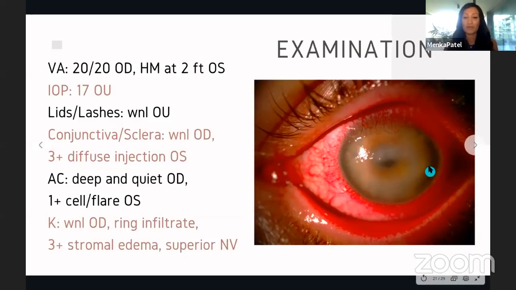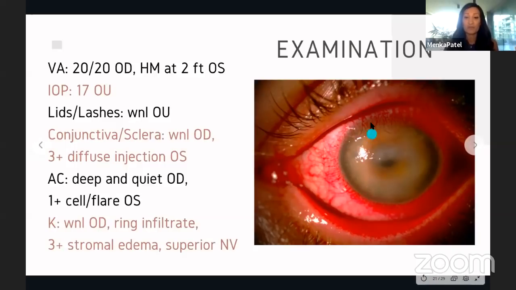But in this patient, you can see that actually I can't even make out the little areas that are clear that don't have this infiltrate. It's really difficult to look through there and see if there is any clearing. And that tells you that there's edema there. And once you have the trained eye, you can actually see and gauge how much edema there is. So in this patient, they have 3+ corneal edema.